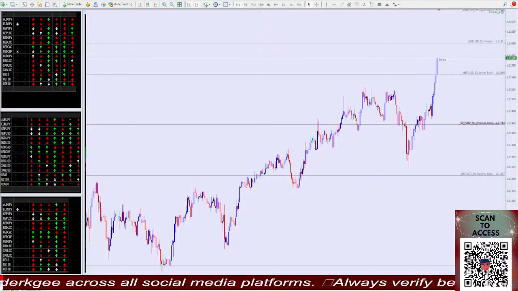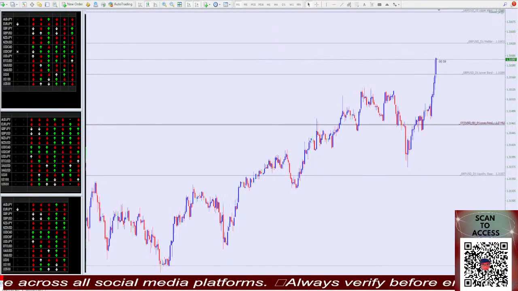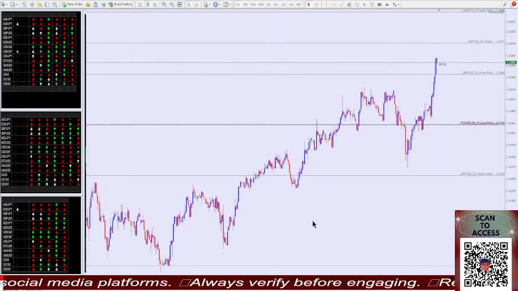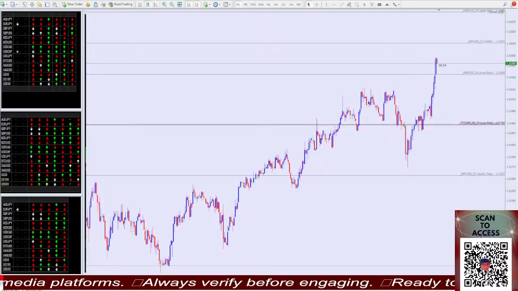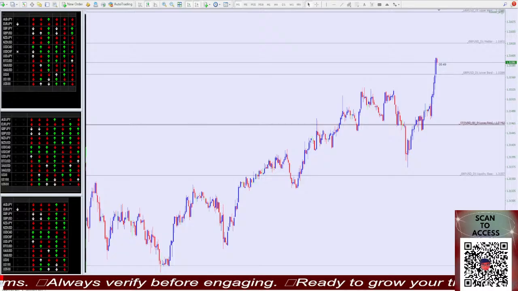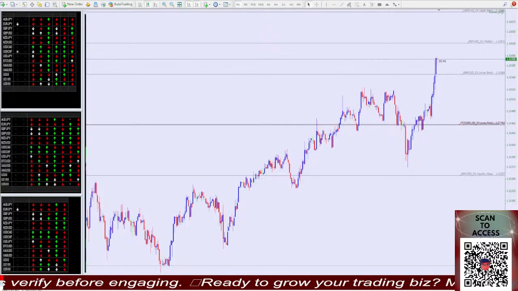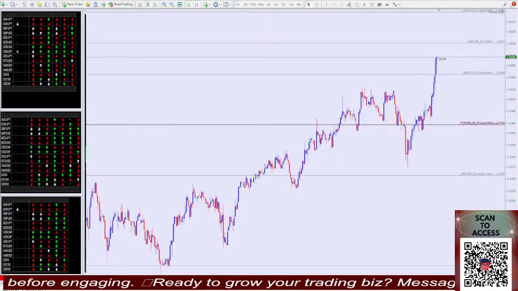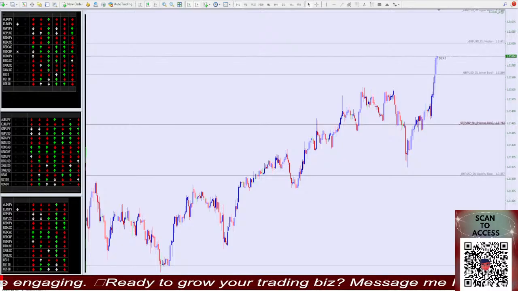I would expect price to keep going up, but I'm expecting a pullback though. That could maybe help me or trigger another move, another buy opportunity for me. So let me see if I can bring that up.